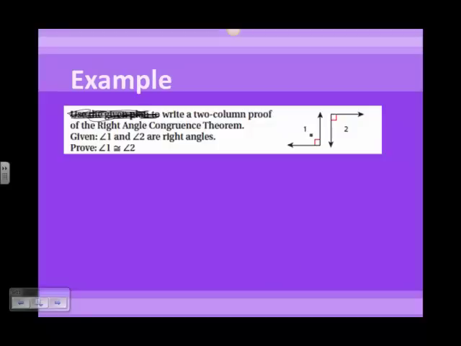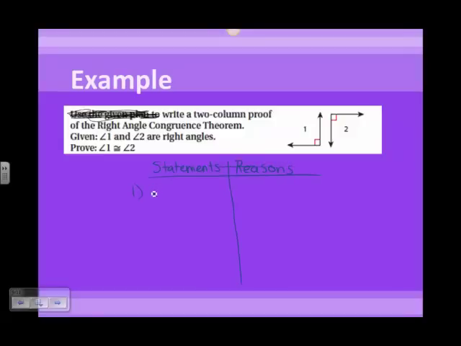First, I'm going to say if the two angles are right angles, then they're 90 degrees by definition of right angles. If they're 90 degrees, then I can use substitution and say that they're equal to each other, and then therefore conclude that they are congruent. So I got my statements and my reasons.